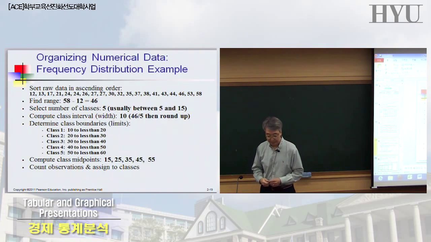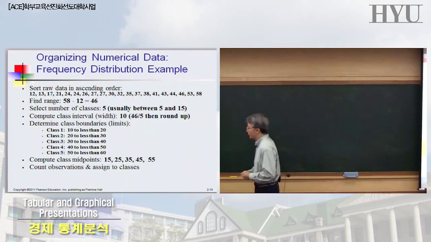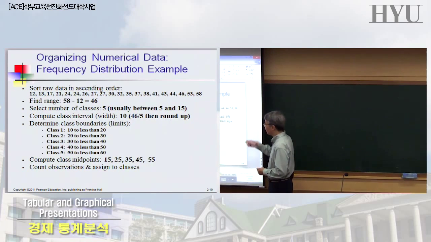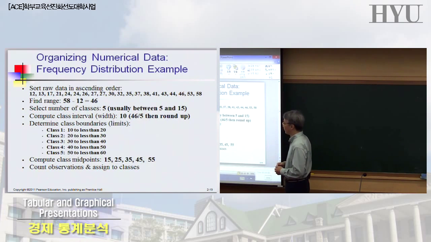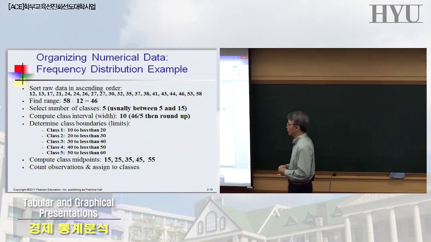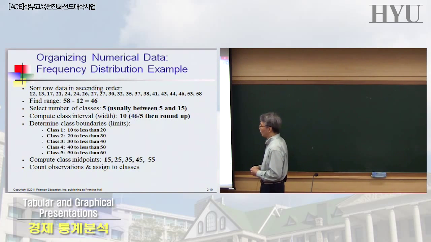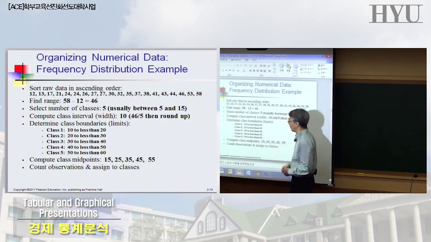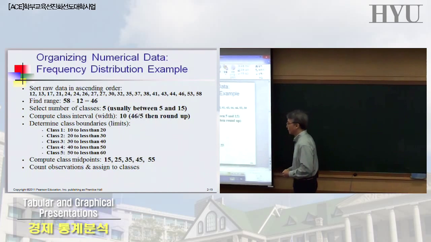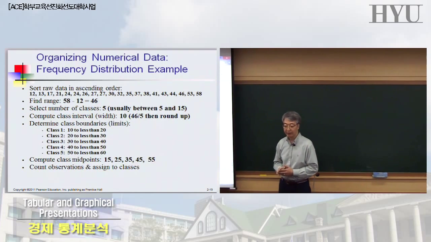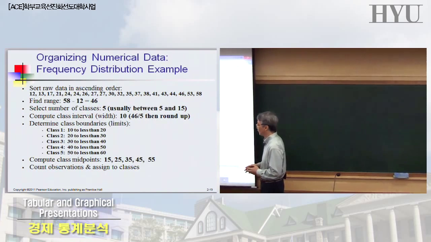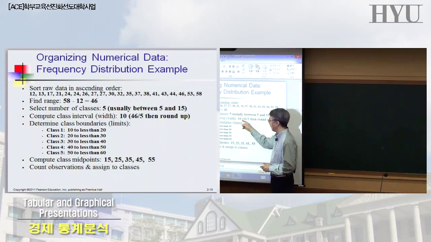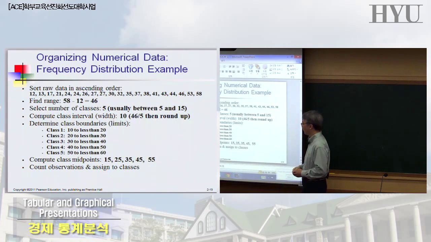So here is an example. Suppose we have, I don't know how many observations, but we have some numbers here. And apparently this is an ordered array. We have listed these numbers from the smallest to the largest. So the range is 58 minus 12, so the range is 46. And let's say we decide to have 5 classes. Then you're going to divide 46 by 5, and we come up with about 10. Is that exactly 10?